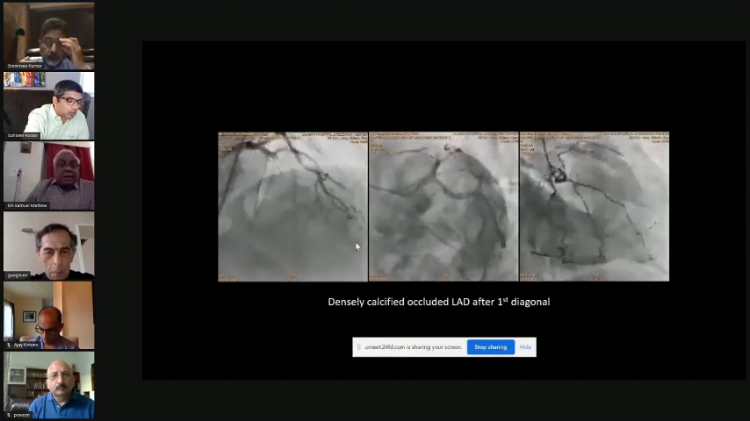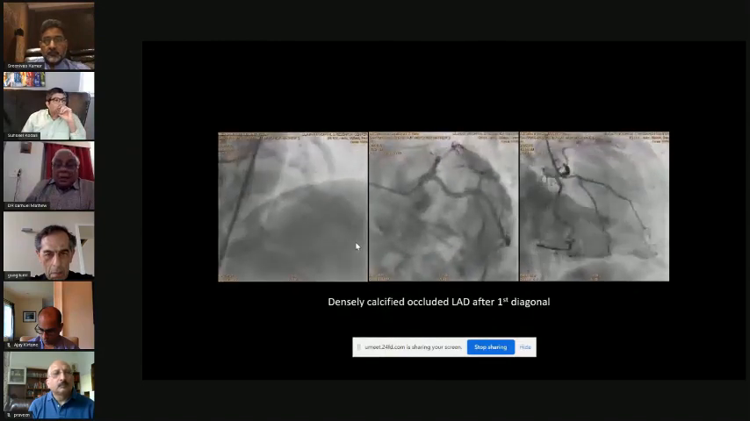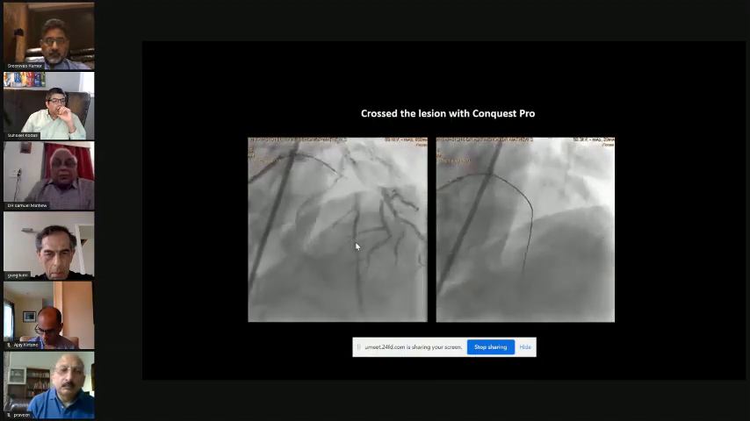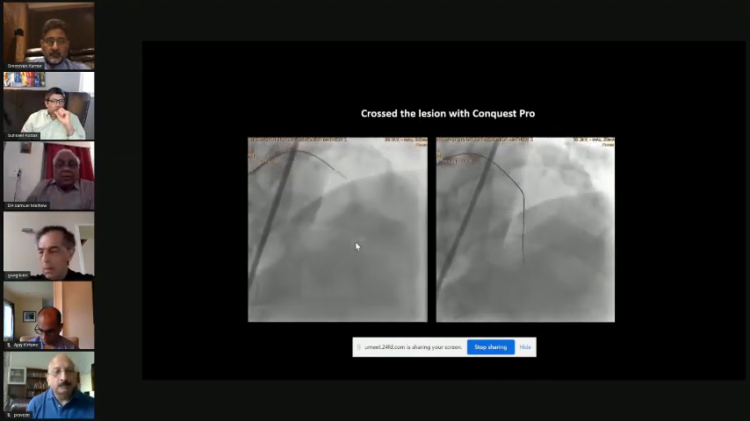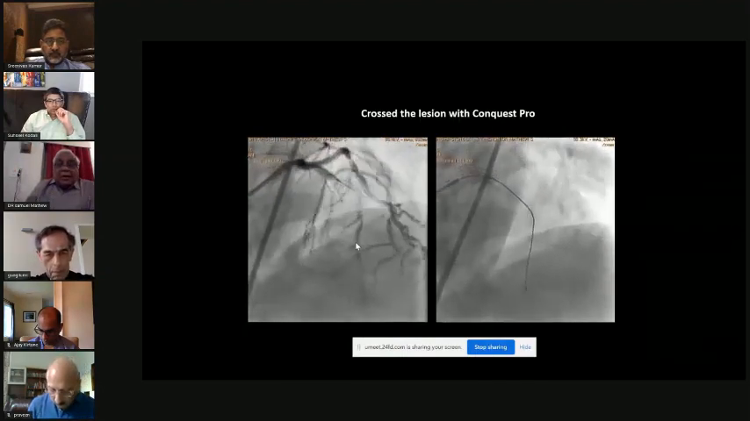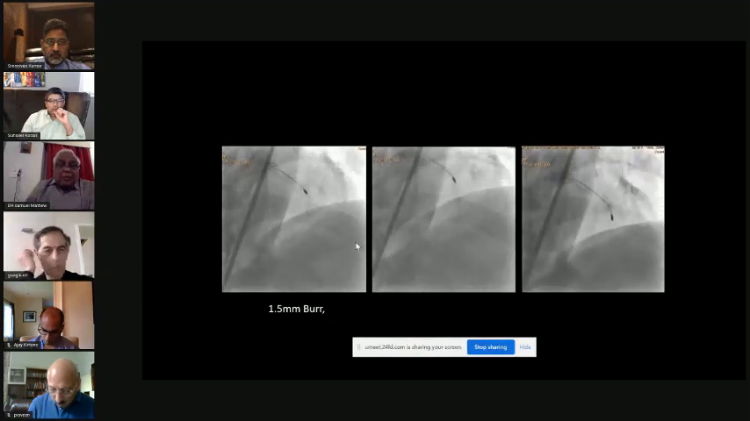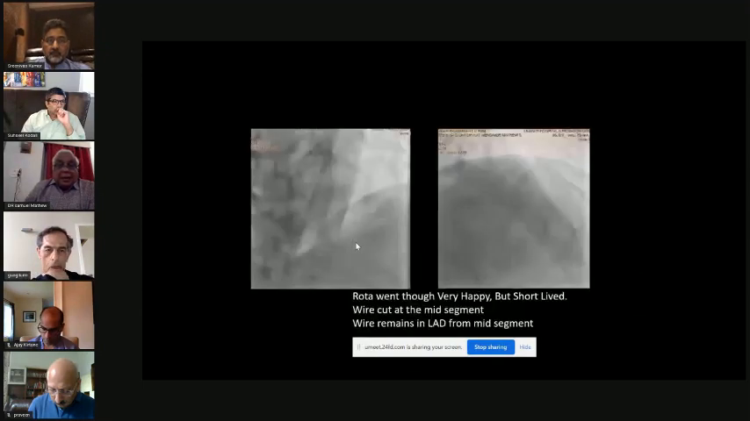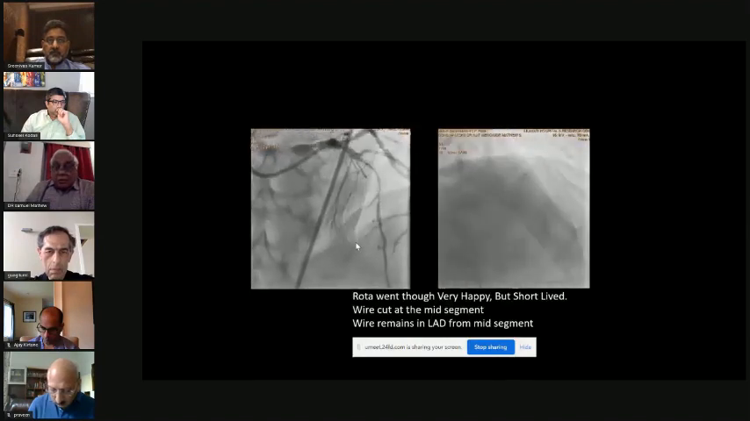There's another patient, a very similar situation with the LAD total with calcification. We managed exactly the same way. We crossed with the Confianza Pro, pulled that wire back and rewired the LAD with the Rota wire, and rotablated. You can see with the 1.25 burr, finally we managed to go across the lesion. Rota went through, we were very happy, but it was very short. The wire was cut at mid-segment.